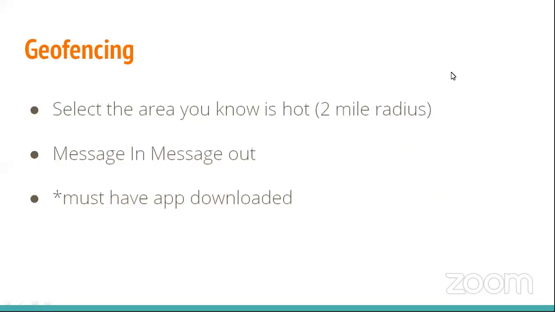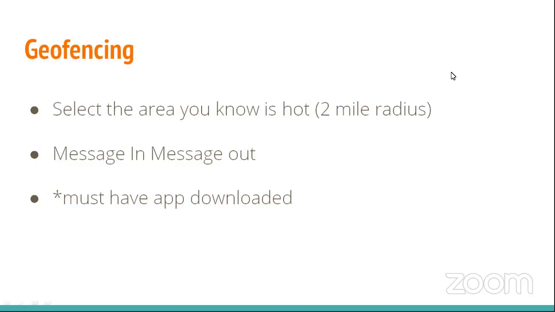So very easy to set up, very easy to use, and you also have an intuitive CMS program for the beacon program. Geofencing, select the area that you know is hot, okay? 2 mile radius or 3 mile, whatever you want it to be. Message in, message out. That means you can set up a geofenced message as they arrive. And then again, when they leave that area, they get another geofenced message. Maybe you want to send them to another house while they're in the area. Maybe 3 blocks over, there's another house that wants to be sold. So as they're leaving that area, you can send them a message and say, hey, make sure you check out this house at 2121 Canyon Road.